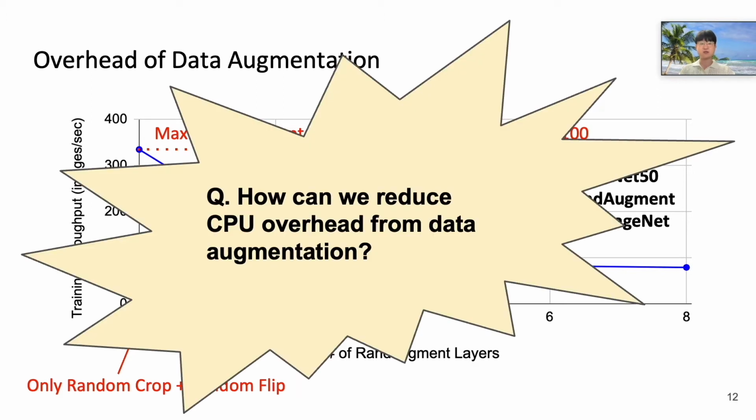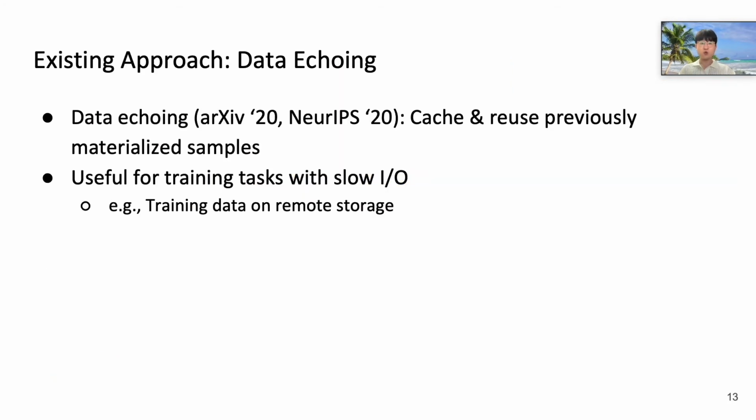As we have seen in this result, DNN pipelines can be bottlenecked by excessive CPU overhead caused by data augmentation. Now, the question is how we can reduce such overhead from data augmentation. One recent approach is data echoing, which caches and reuses previously materialized samples to accelerate slow data preparation procedures. This approach is useful for training tasks with slow I/O, such as training pipelines whose training data reside on remote storages. So, the question is, would this approach still be useful when data augmentation becomes the main bottleneck?